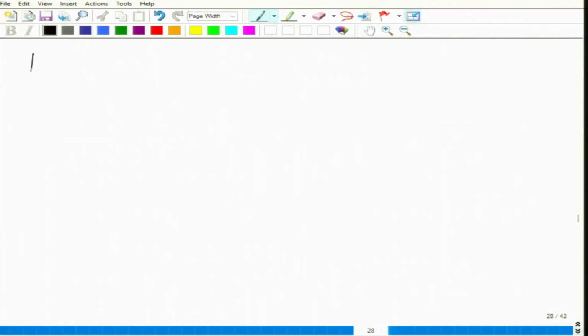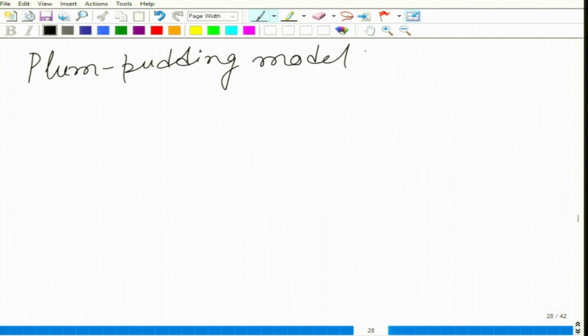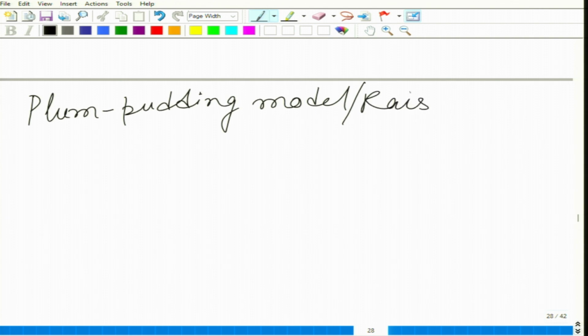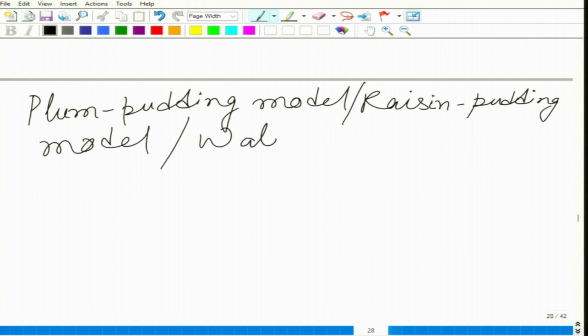So the earliest atomic model was Dalton's atomic theory, which we have discussed. Now we will discuss the next atomic model, which is called the Thomson atomic model. What was the Thomson atomic model? This was called the plum pudding model, or the raisin pudding model, or the watermelon model.